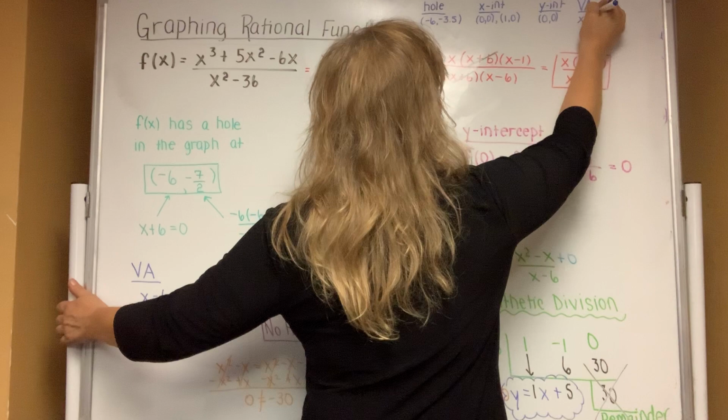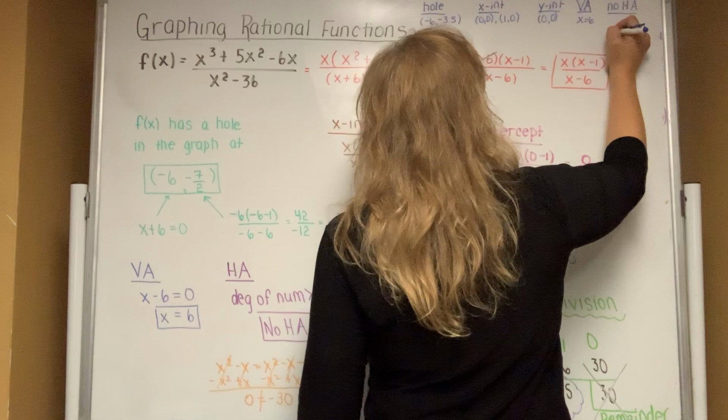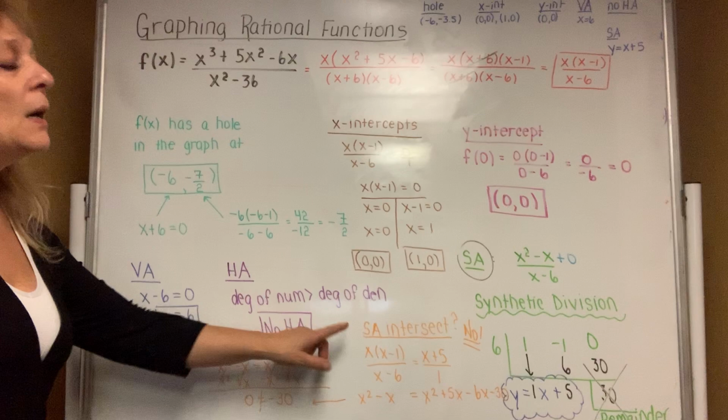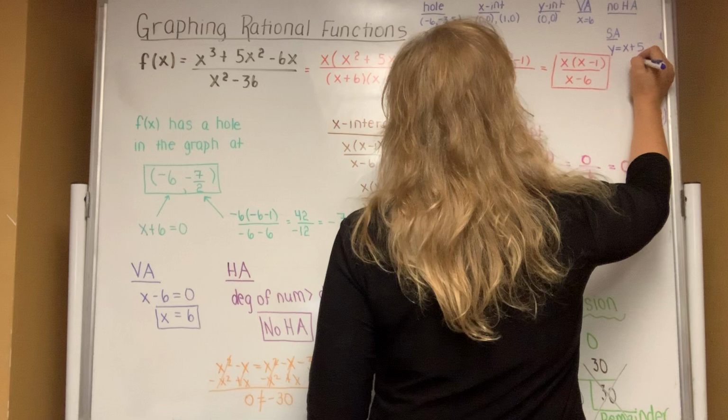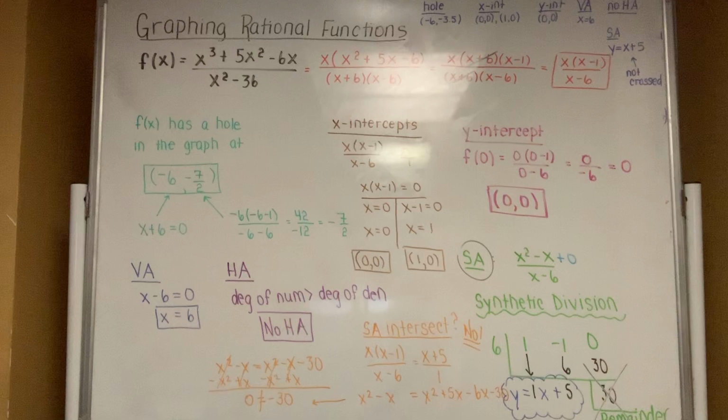There is no horizontal asymptote, but there is a slant asymptote. So I'm going to write down: no horizontal asymptote, but there is a slant asymptote, and we said it is y equals x plus 5. We just checked, and we know that the slant asymptote is never intersected. I'm going to say not crossed. You can only get close to it. You can't actually cross it. So I will eliminate everything on the board that I put up on the top right.